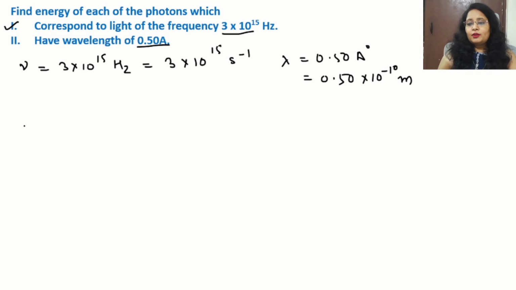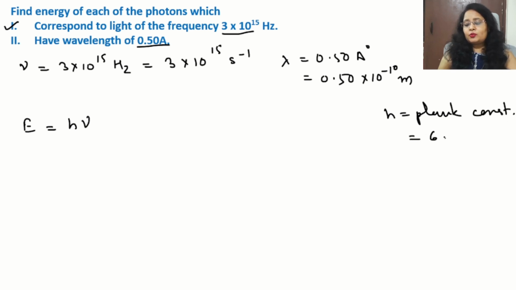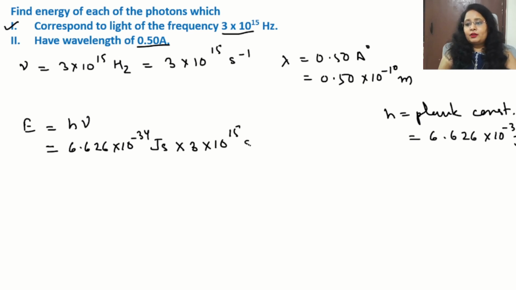So here energy E is equal to h mu, where h is the Planck constant and its value is 6.626 into 10 to the power minus 34 joule second. So putting all the values, Planck's constant 6.626 into 10 to the power minus 34 joule second multiplied by the frequency, 3 into 10 to the power 15 per second.